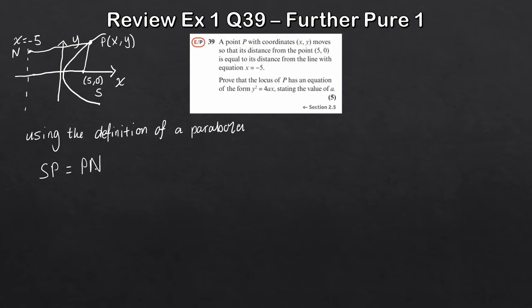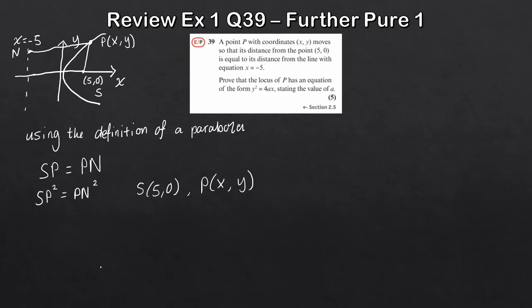Now, when you're working with distances, it can be tricky if we're involving square roots, which the distance formula does. So one way to get around that is by squaring the distances, okay? So if we consider doing that, we're going to do SP squared is equal to PN squared. Now we can use the fact that we're squaring these distances to make life a lot easier. So again, let's just write down what S and P are. S is 5, 0, and P is x, y.